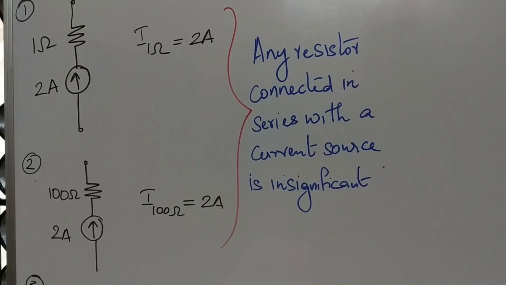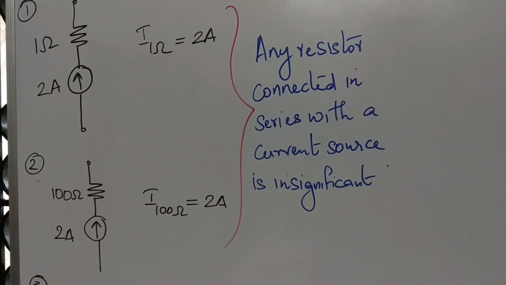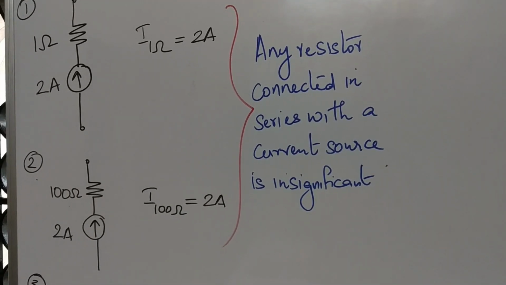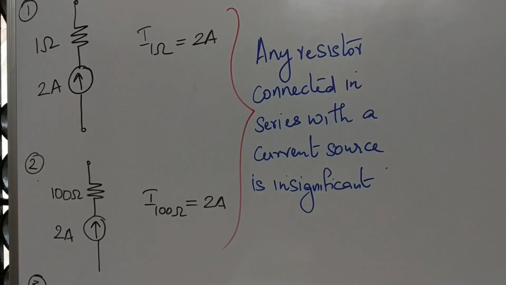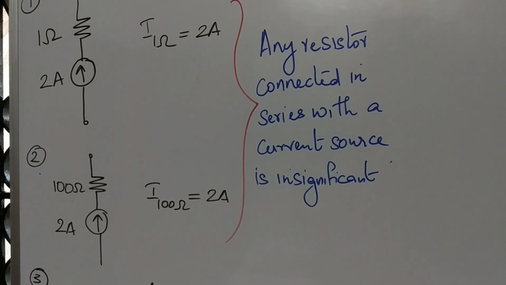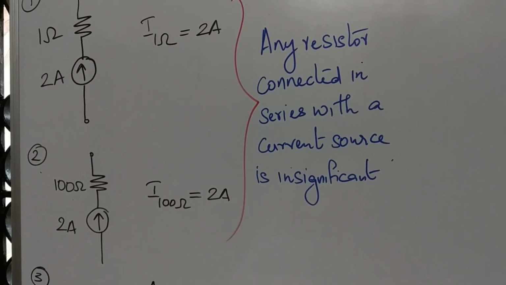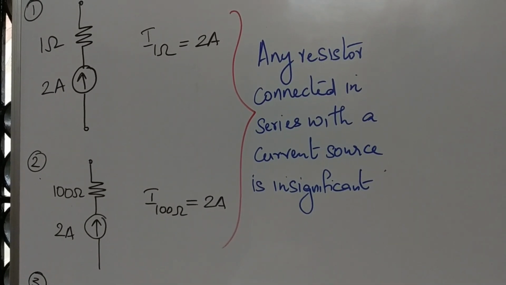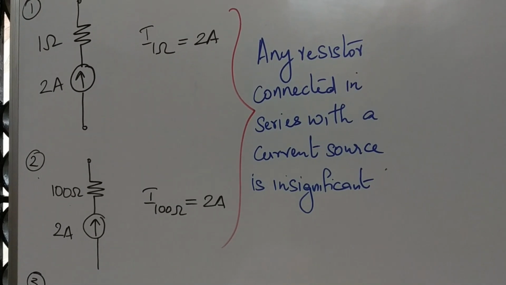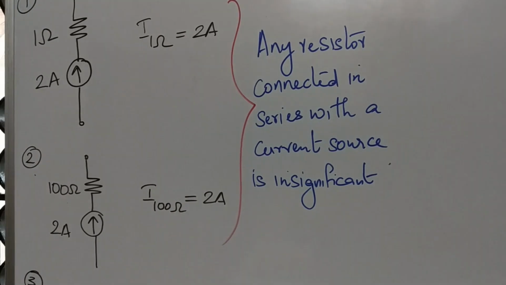Whatever be the value of the element you are connecting in series with a current source, the same current will be flowing through it. I have taken two examples. One is 1 ohm and the other is 100 ohm. And we have seen that in both the cases, the current flowing through it is 2 ampere. So the point to be noted is, any resistor connected in series with a current source is insignificant and you can remove it from the circuit.